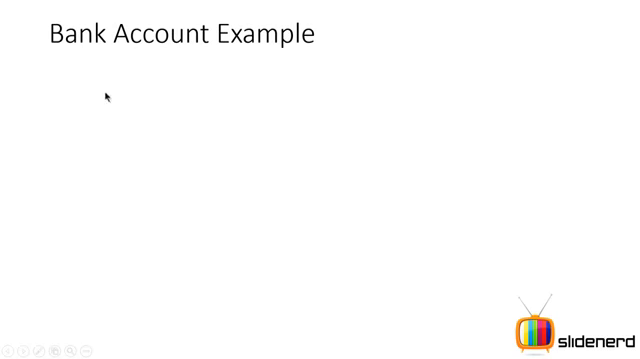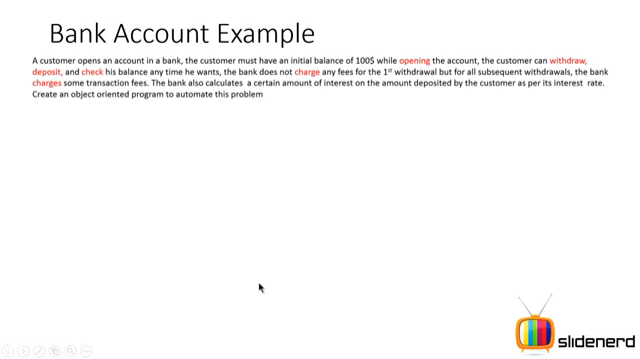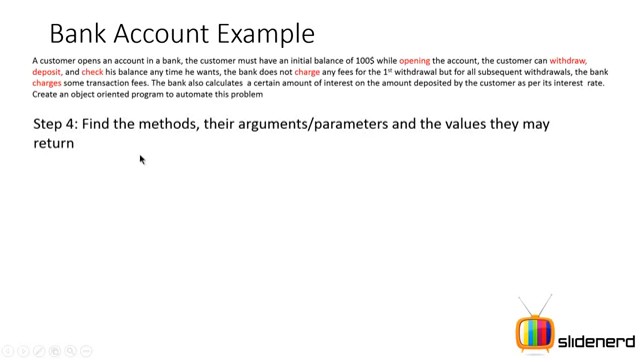So now let's talk about the bank account example in further detail. At this point you have to find the methods, because you have already decided the classes. You have said there's a customer class, the account class, and the bank class. So what methods do they have, what kind of arguments are they going to take, and what kind of values are they going to return? So find the verbs for finding the methods. That is the simplest way.